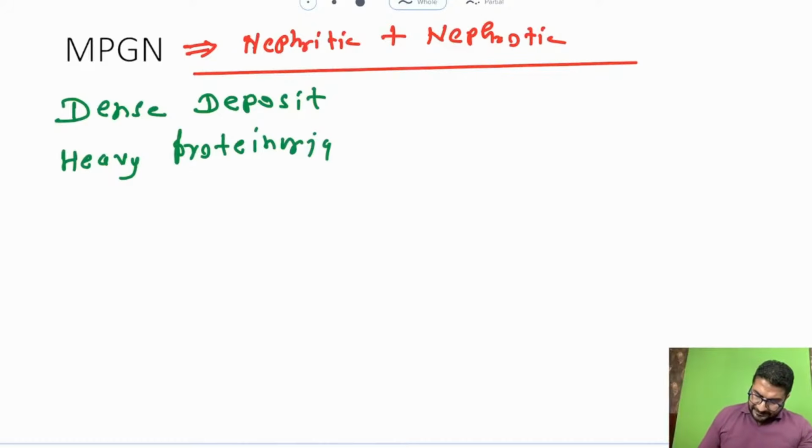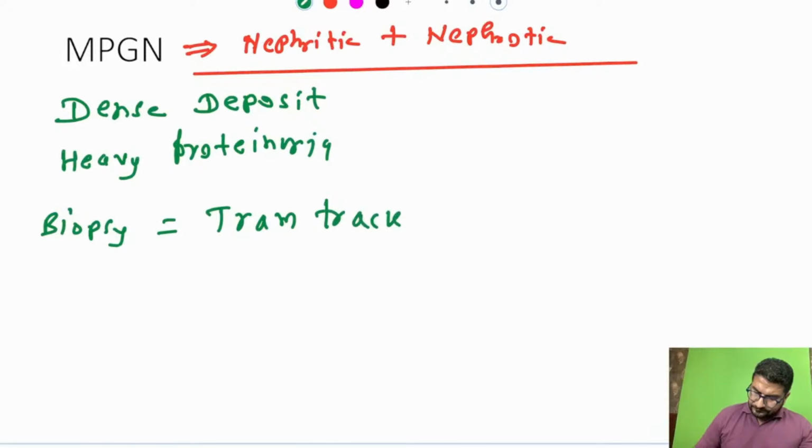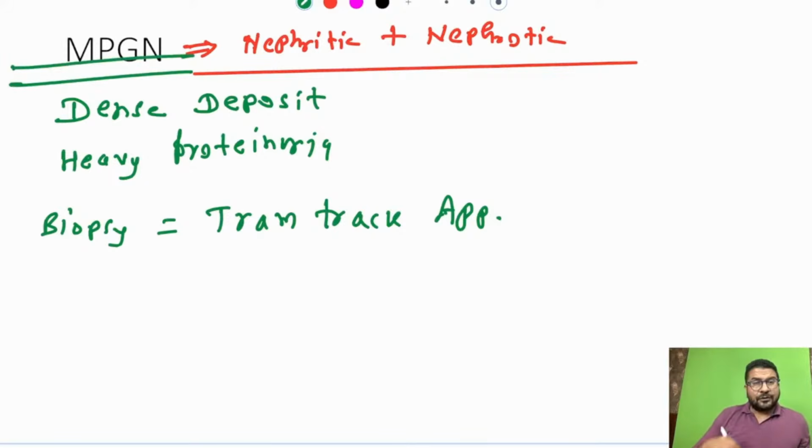But in exam what they ask you, जब आप biopsy करोगे, in biopsy you will find tram track appearance. And remember, MPGN and MGN are both associated with infection. So there is a classical association with autoimmune diseases and some chronic inflammation like hepatitis C.